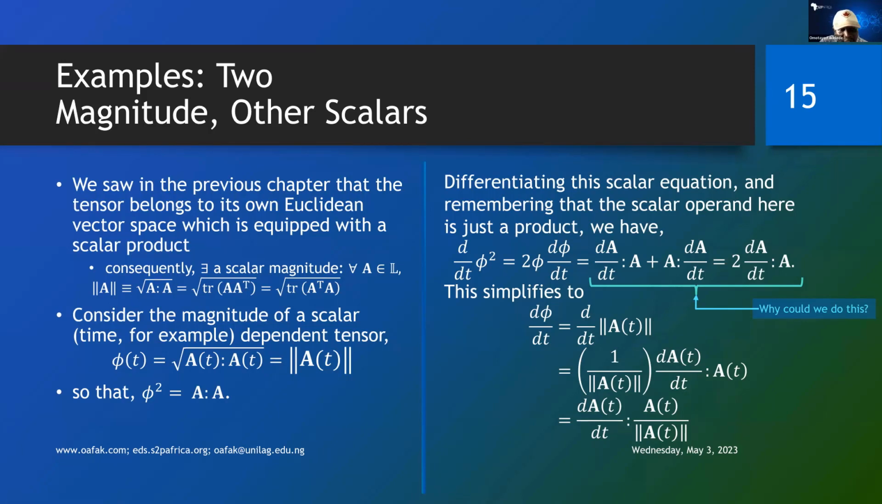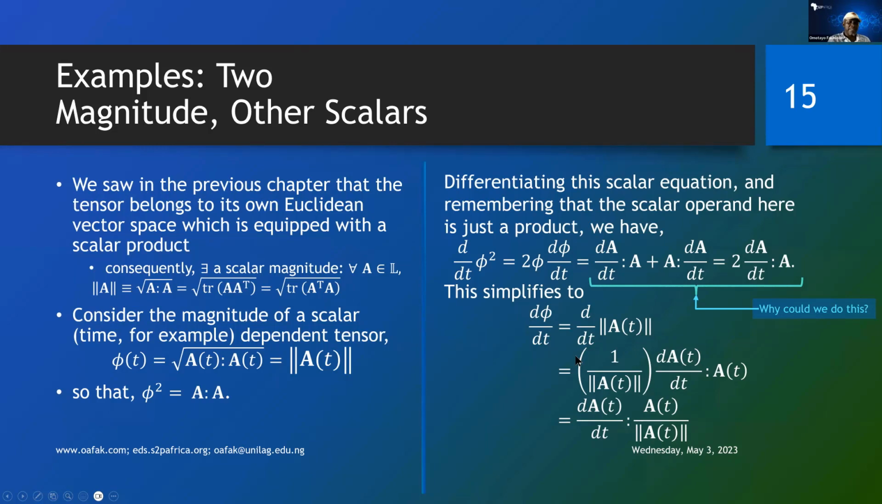It doesn't matter. If you are dividing a product, you can divide either one with the divisor, and you will get the same thing. So that means that the derivative of the magnitude of a tensor is simply the tensor differentiated with respect to T, inner product with itself, divided by the magnitude. That is when you differentiate the magnitude of a tensor, you get this relationship.